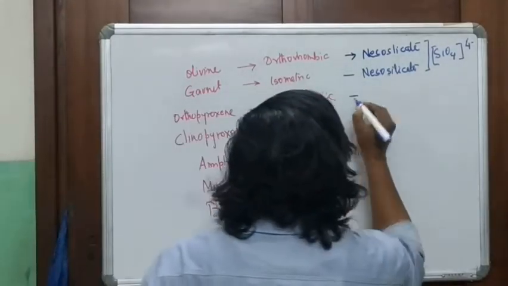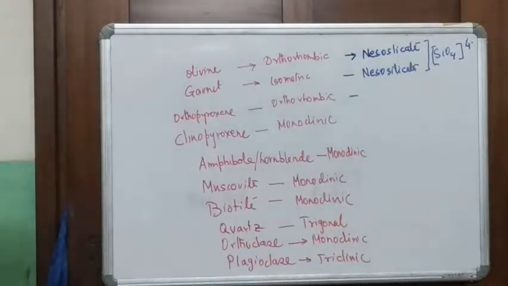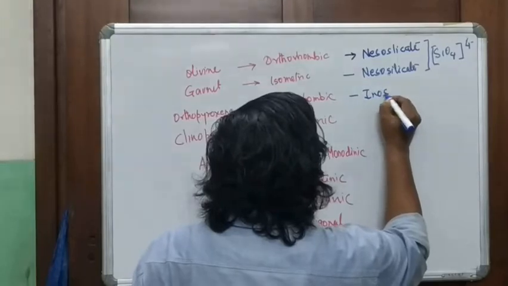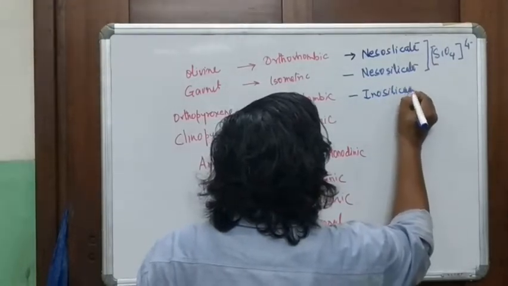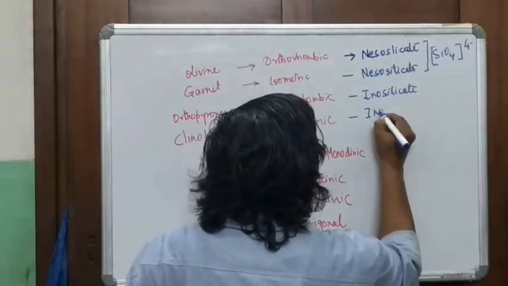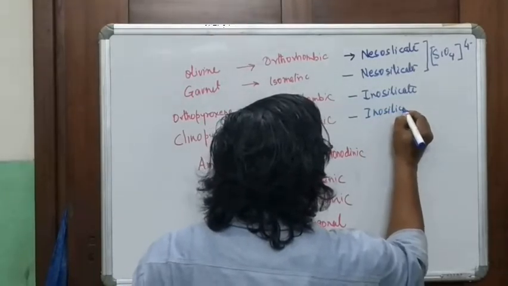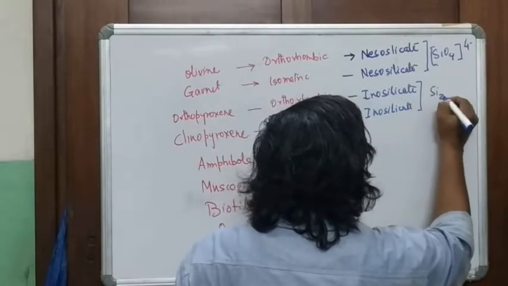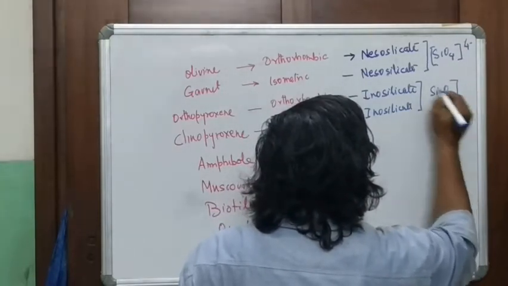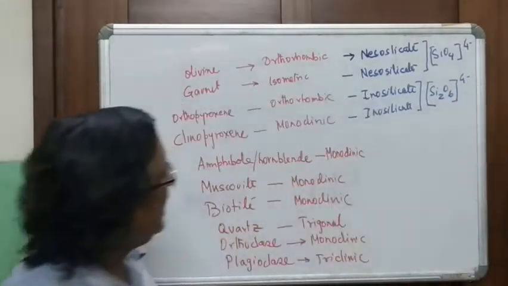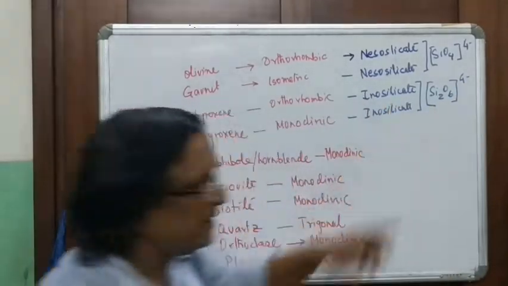Orthopyroxene is an inosilicate. So is clinopyroxene, which is an inosilicate. Here the basic building block is Si2O6. So you can see it's 4 minus again. Si2O6 is the building block.